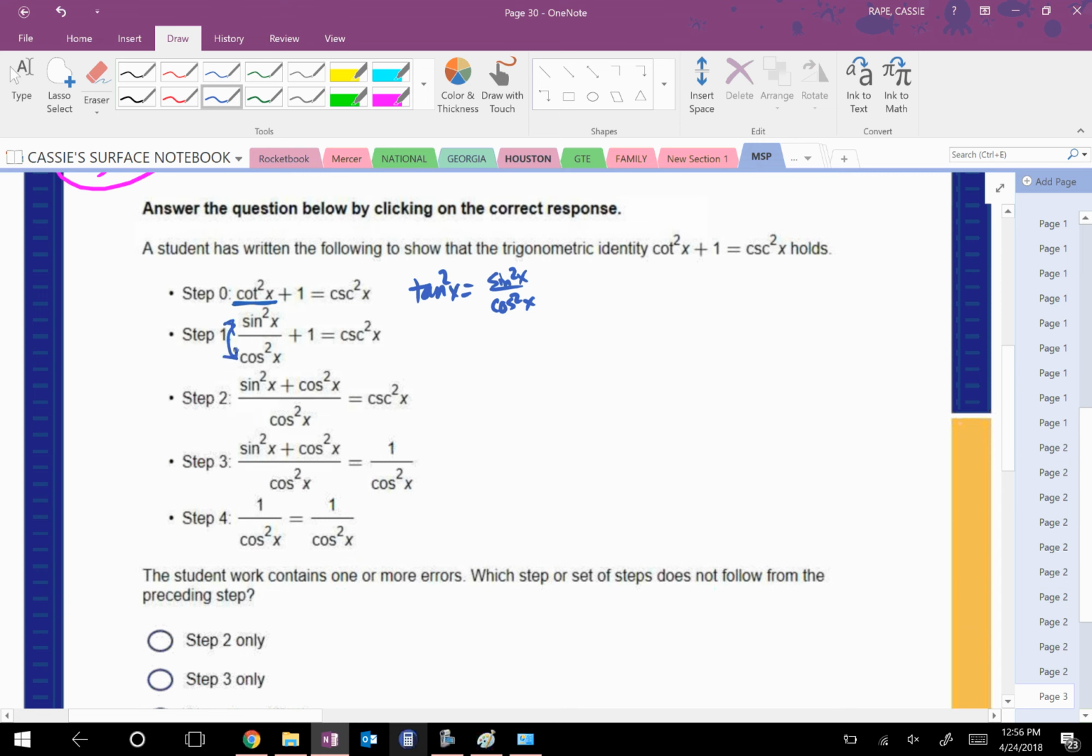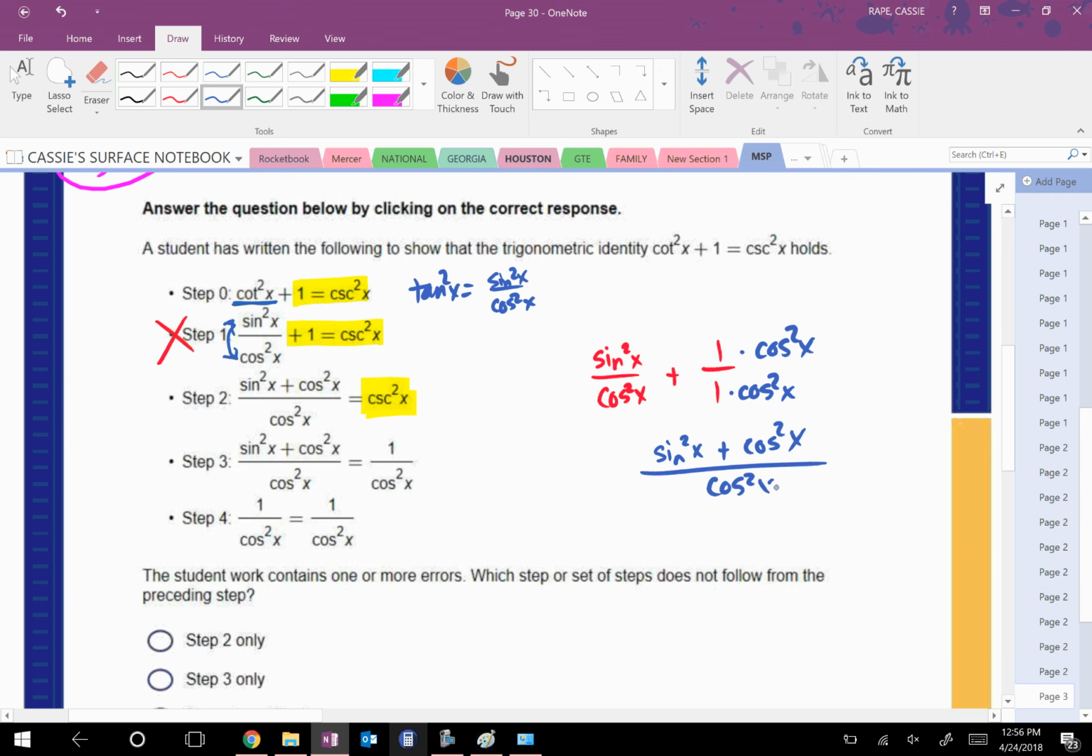Going down, cosecant is the same, but something has happened with sine squared of x over cosine squared of x. They kind of skipped a step here, but this is what they did. Sine squared of x over cosine squared of x plus, remember 1 is 1 over 1. They just did common denominators here, so times cosine squared of x over cosine squared of x. Then they added sine squared plus cosine squared of x over that common denominator, which was cosine squared of x. That's where this came from. So that's all correct. They just combined the number and the fraction.